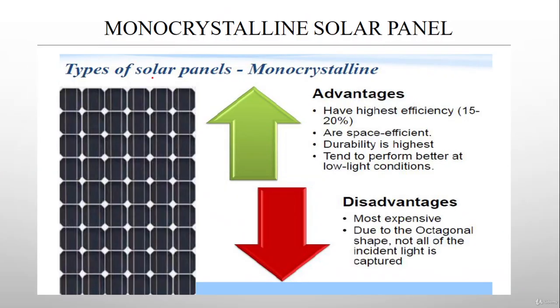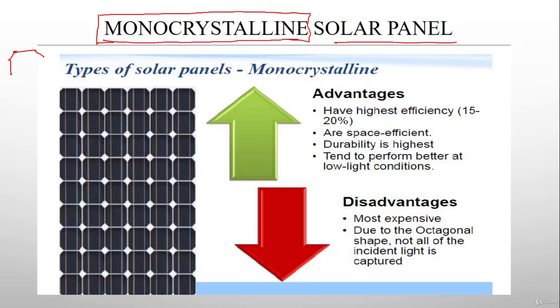The next type of solar panel is the monocrystalline solar panel. It is called monocrystalline because the cell we use to construct the solar panel is a monocrystalline solar cell. In a monocrystalline solar cell, a single crystal structure is used, a pure form of boron doped crystal structure, for creation of the silicon wafers.